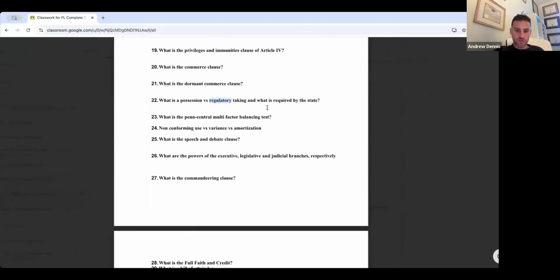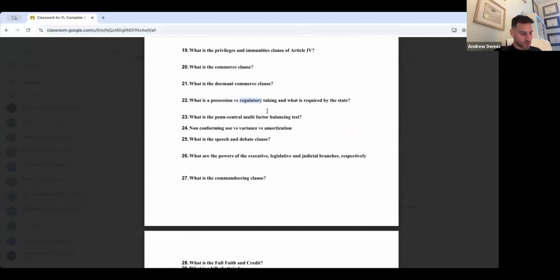A non-conforming use versus a variance. So a non-conforming use means that you are grandfathered into doing something different than the applicable zoning laws. Like if I use this property as a barber shop, and then they zone it for residential, and I'm like, bro, I've been cutting hair since the 90s. And they're like, all right, you can continue to cut hair. That would be a non-conforming use. I'm grandfathered into that.